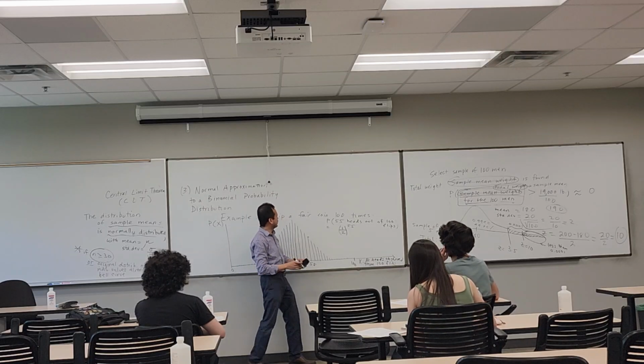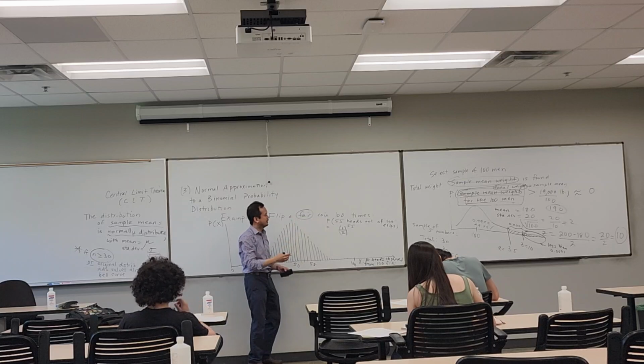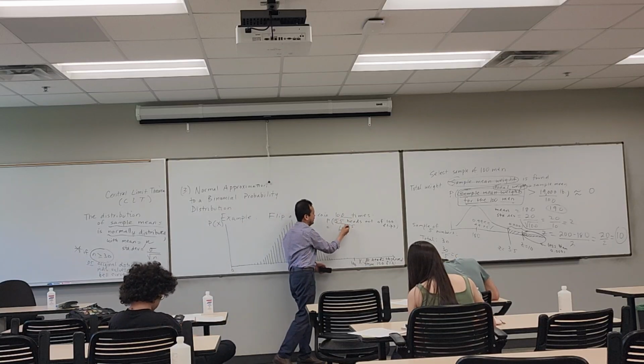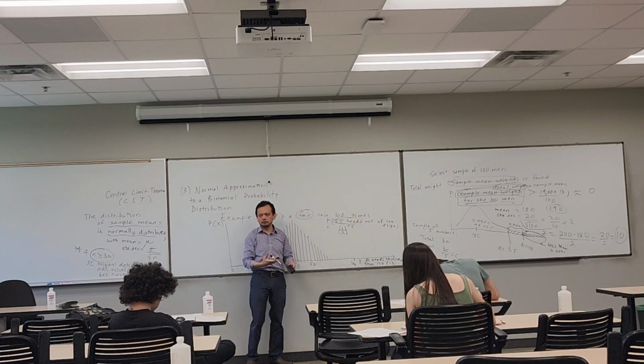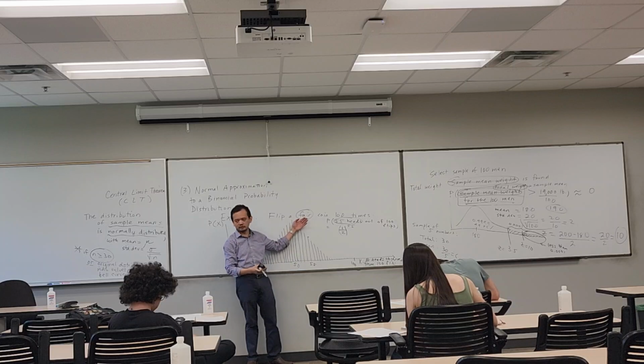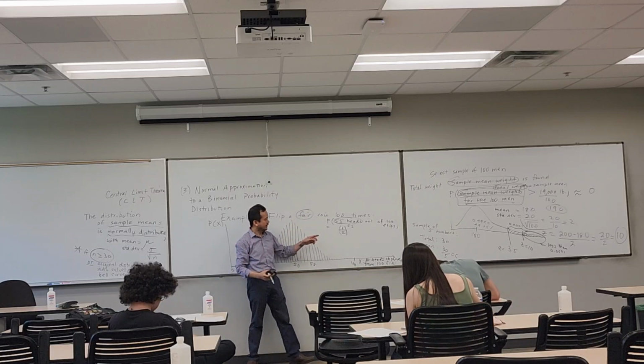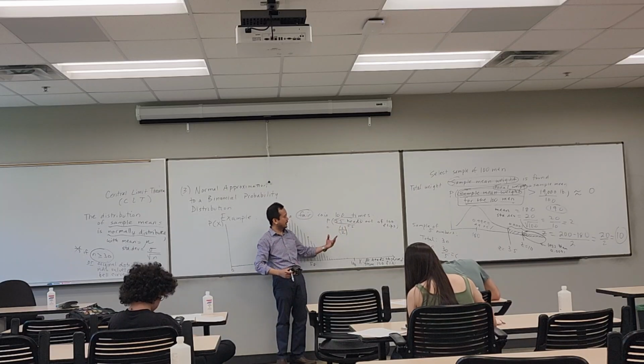Yeah, because it's a fair coin. So the probability of heads, because we want 55 heads, is going to be 1/2, because we're told that the coin is fair. And so because we want 55 heads, we're going to multiply by that probability of heads 55 times.